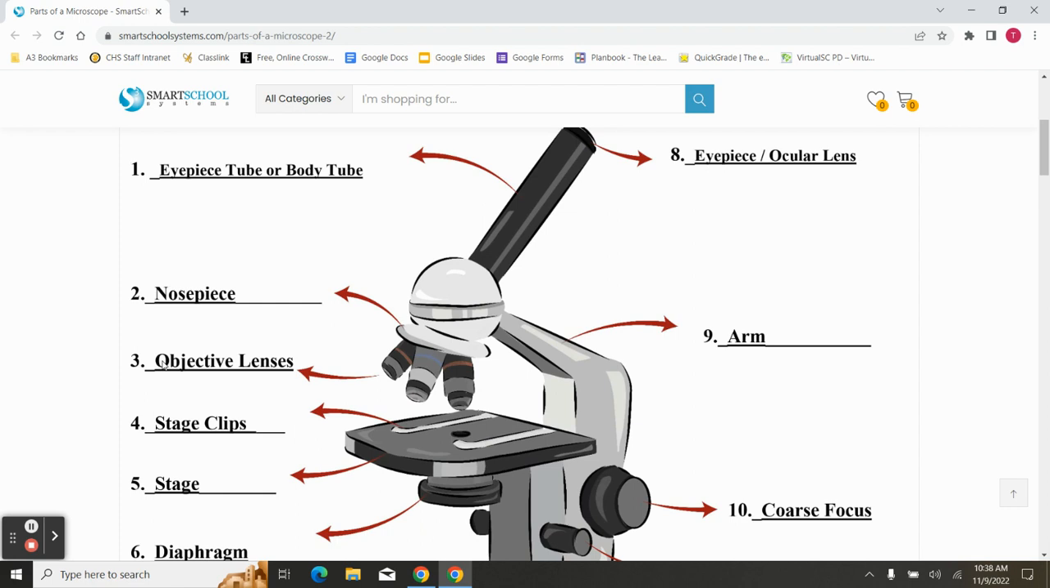The objective lens is the lens closest to the object that you're looking at. Again, most microscopes have three objective lenses on it, a scanning objective lens that comes in at 4 times magnification, a low power objective lens that comes in at 10 times magnification, and a high power objective lens that comes in at a 40 times magnification.